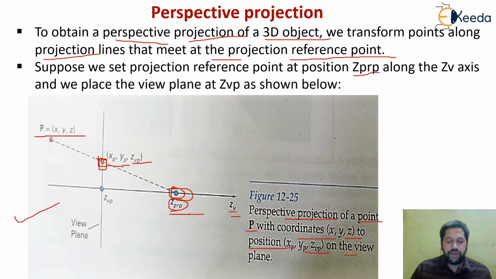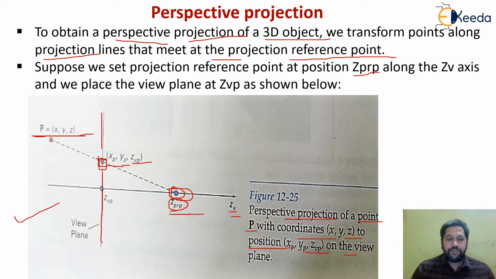So considering this reference point, the values of the original point P on this view plane, which I'm considering as my view plane, may change with respect to the reference point. And that is what we are going to show in this diagram, and that is our topic of discussion related to the perspective projection.